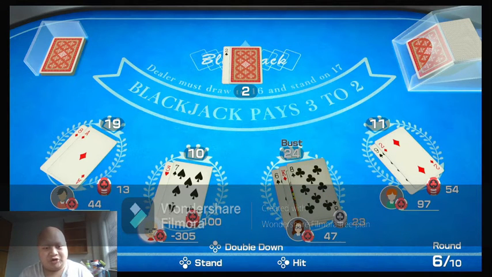So as you guys can see, I can't calculate torque, so that is why I'm in debt. Double down.